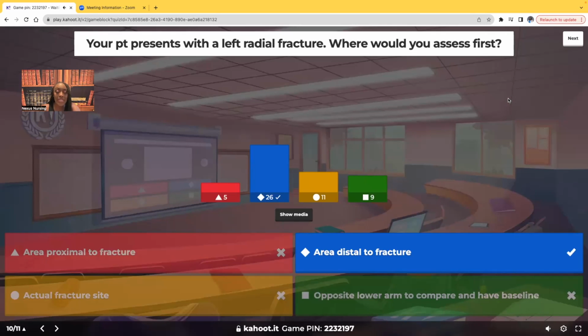Good. Area distal to the fracture. You always want to assess the area distal to the fracture. Why? Because you want to see, is there circulation, right? Again, guys, you're going to be doing your 6Ps, you're going to be doing your neuro checks, and you're going to be assessing the area distal to that fracture. Very good.